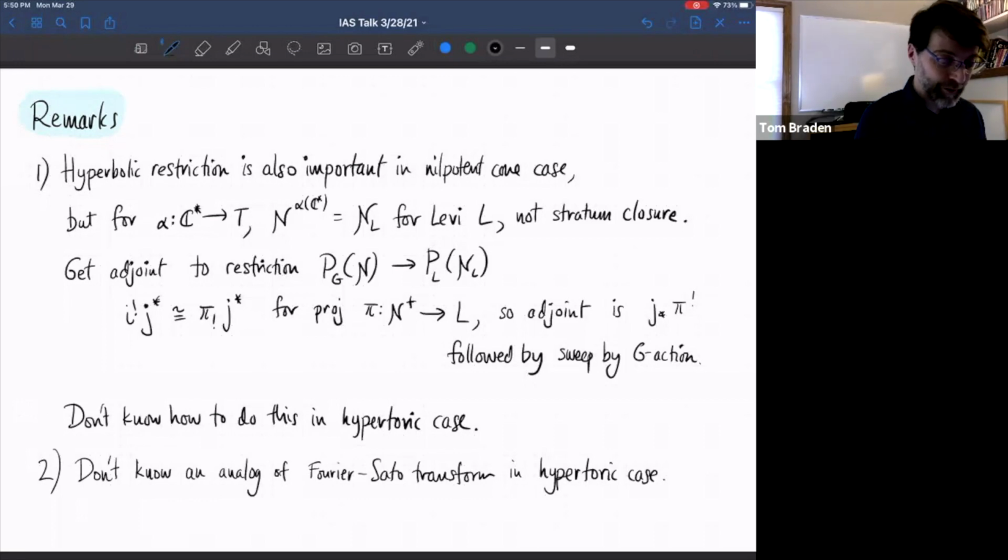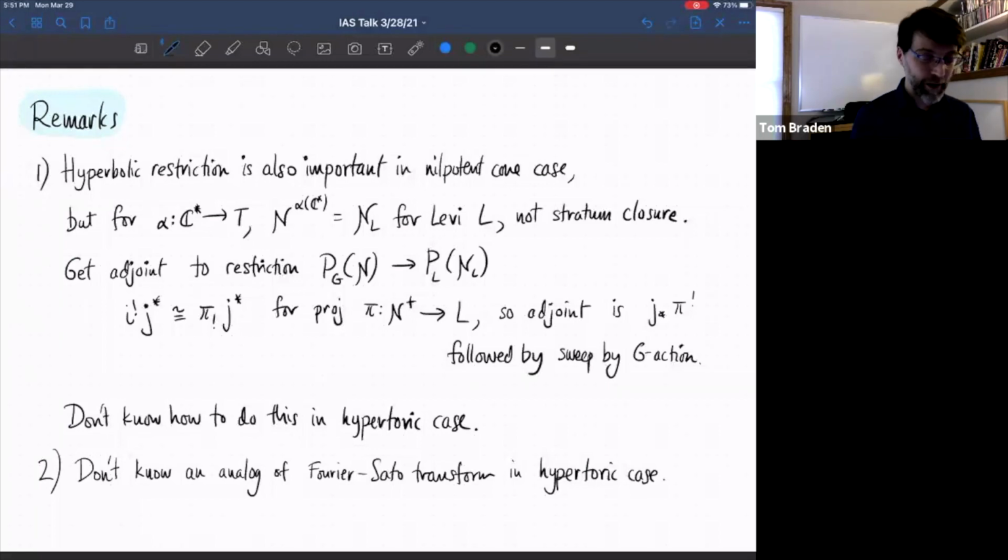The other thing that's really different in the nilpotent cone case is that there's an adjoint to the hyperbolic restriction functor. Formally, hyperbolic restriction can be given as upper star followed by a lower shriek projection from the attracting locus down to the fixed point. Then there's a natural adjoint to that, which is upper shriek followed by upper star, but that's not constructible. It's not equivariant. So what you do is sweep it out by an action of a group and make it G equivariant. That combination gives you an adjoint functor.